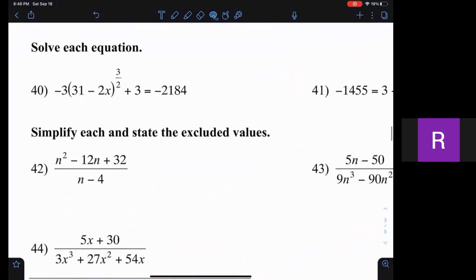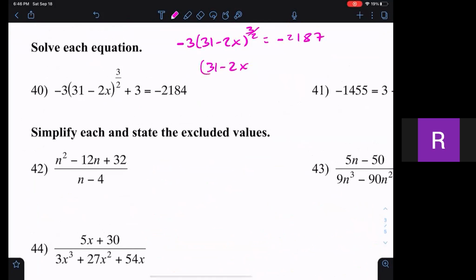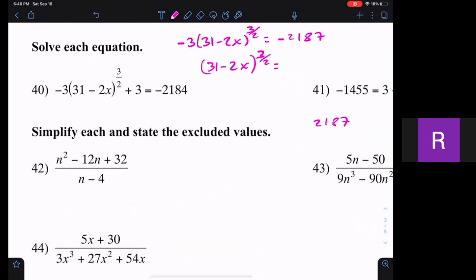So here I need to subtract 3 first on both sides, and I get 31 minus 2x to the 3/2, this is going to be negative 2,187. If I divide by 3, I believe I get 729, I guess. Let's double check. 2187 divided by 3. That's 729. That was right. 729.